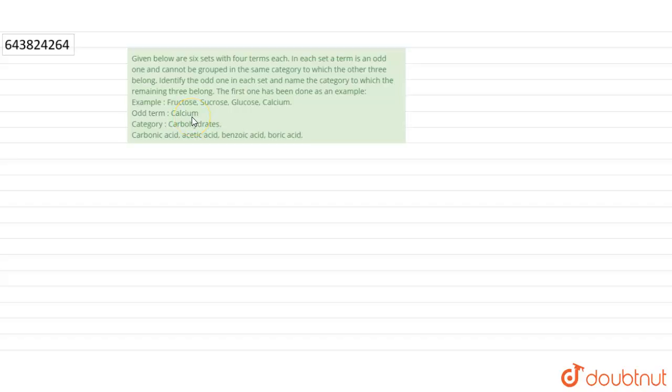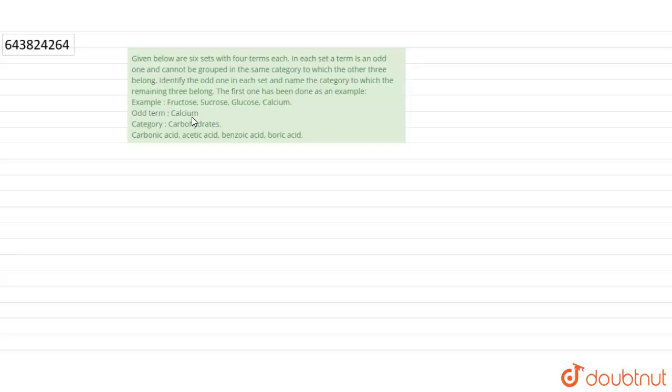Hello everyone, let's start the question. So the question says that given below are six sets with four terms each. In each set, a term is an odd one and cannot be grouped in the same category to which the other three belong. Identify the odd one in each set and name the category to which the remaining three belong. The first one has been done as an example.